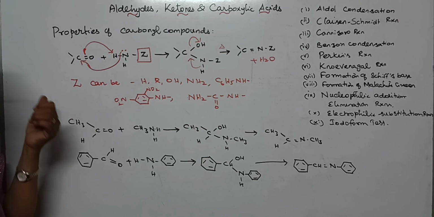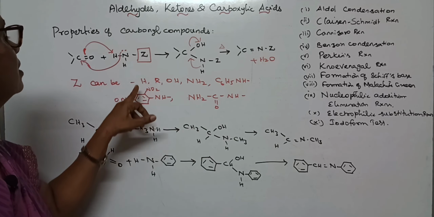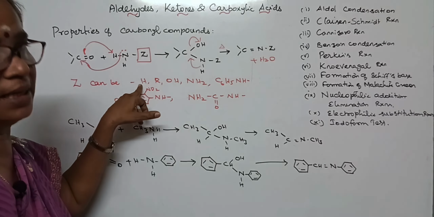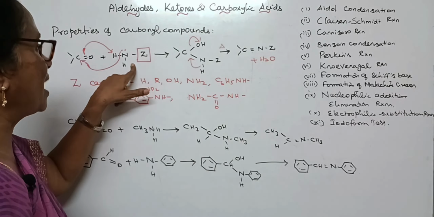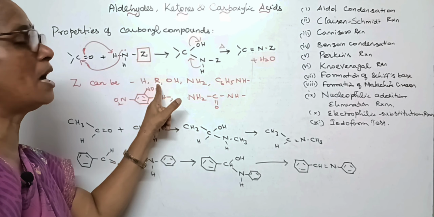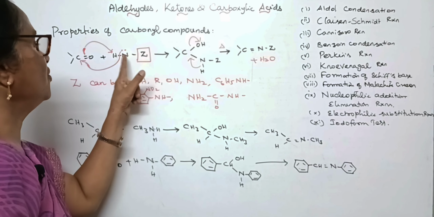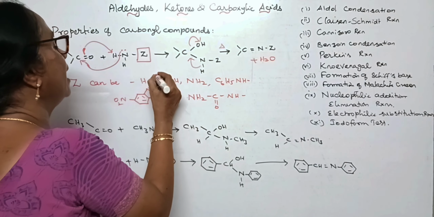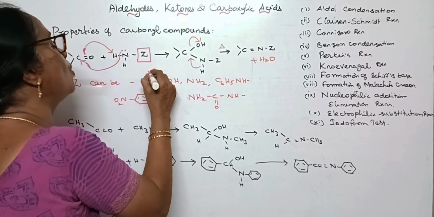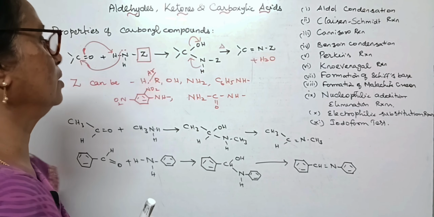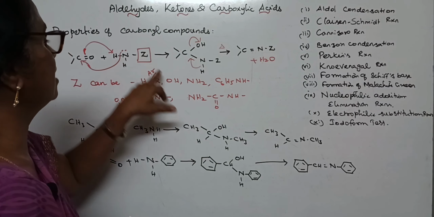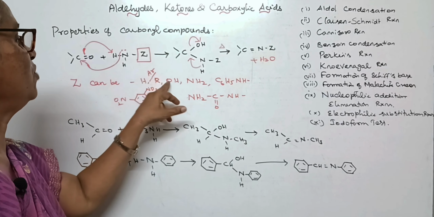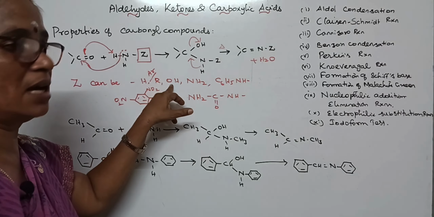Here the Z can be, if it is ammonia, a hydrogen atom. If it is a primary amine, the Z group will be an alkyl group, or if it is an aromatic amine, it could be an aryl group, or we can take an alkyl group. And if the Z group is OH, then it is NH2OH, hydroxylamine.